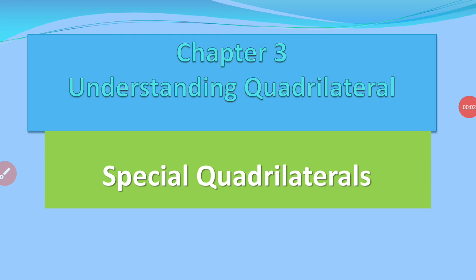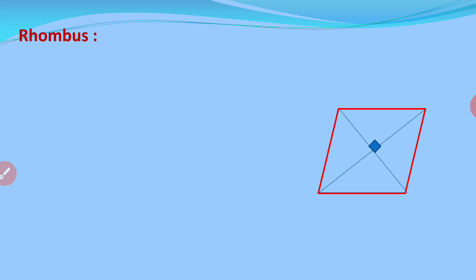Hello children, back to chapter number 3, Understanding Quadrilaterals of Standard 8th. Now we are going to study more about quadrilaterals. We are going to talk about special quadrilaterals. Here, this is one special quadrilateral. It is known as rhombus.